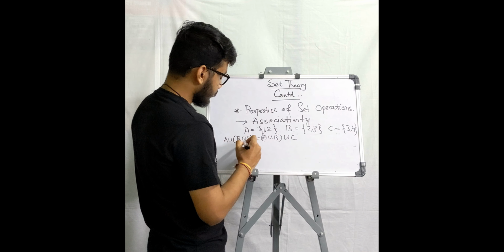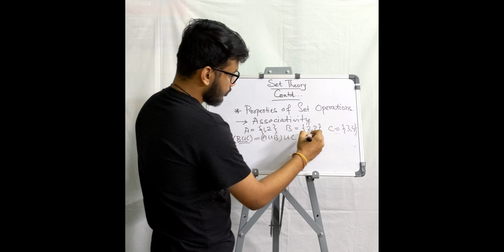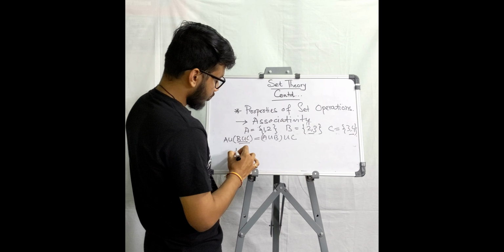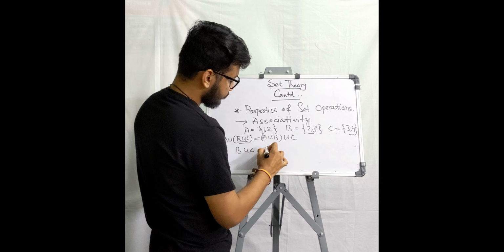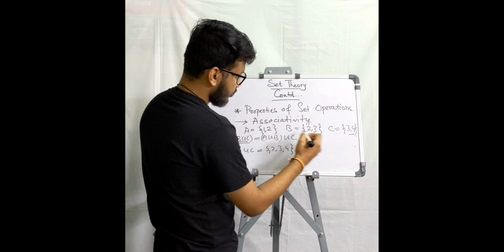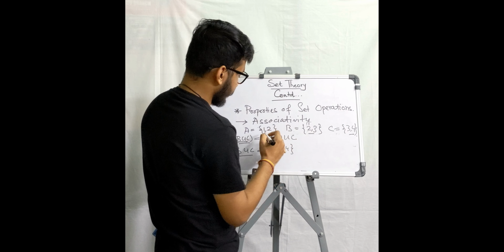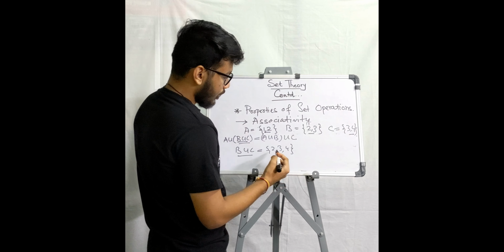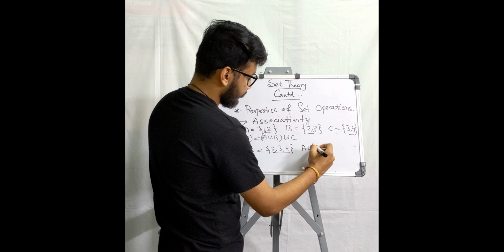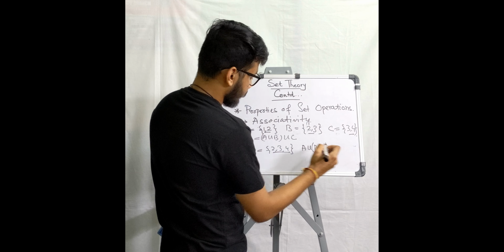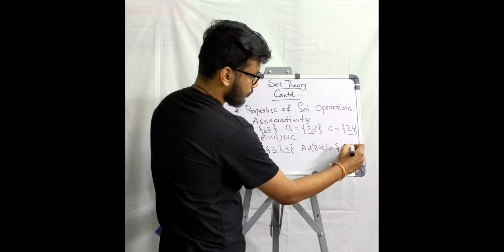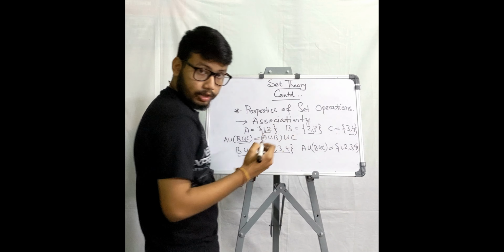Right? So let's first unite B and C. So B union C, what is B union C? So 2, 3 and 4 we are going to get. So B union C is nothing but 2, 3 and 4. Now if I unite the resultant set with A, so 1 and 2 is there and we have got 2, 3, 4. What will be the resultant answer? So A union B union C is nothing but we are going to get 1, 2, 3 and 4.